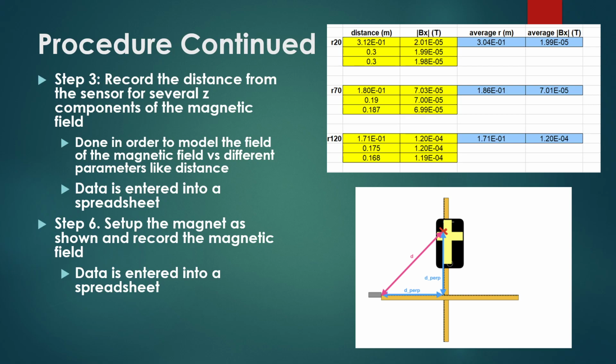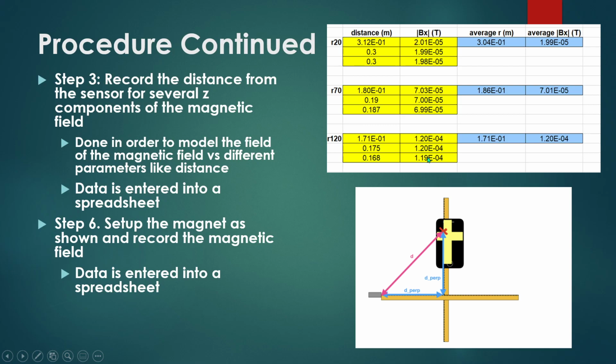So what we did is we recorded the distance from the sensor for several z components of the magnetic field. For example, here we wanted 2 times 10 to the negative fifth Tesla, and we wanted to see how far away our magnet had to be in order to give us that value. And we repeated this process for different values. As you can see here, 7 times 10 to the negative fifth, 1.2 times 10 to the negative fourth, etc. And we recorded these values onto the spreadsheet.